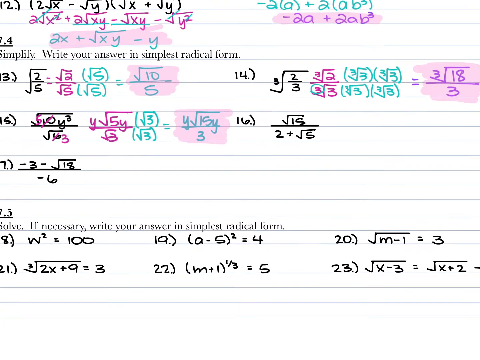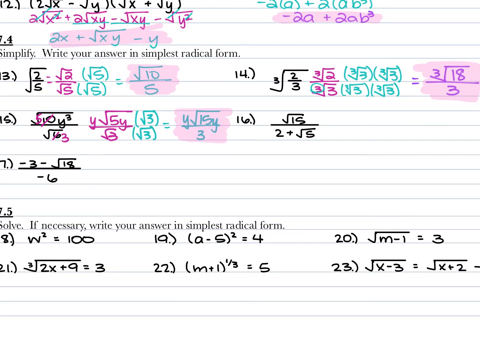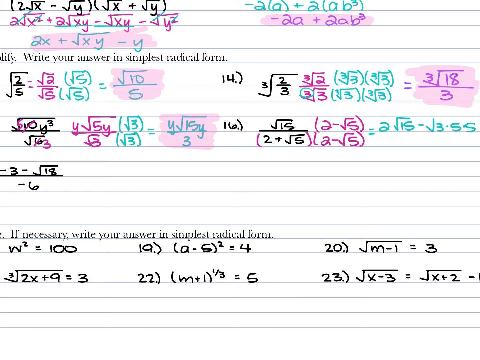For 16, you have the square root of 15 over 2 plus the square root of 5. For this one, you have to find the conjugate of your denominator. So keep the 2 terms, but change the sign in between them, and multiply the top and the bottom by 2 minus the square root of 5. We're going to distribute the square root of 15 in. That's going to give us 2 square root 15 minus the square root of 15 times 5, which is 3 times 5 times 5. So I just factored the 15 to be 3 times 5.